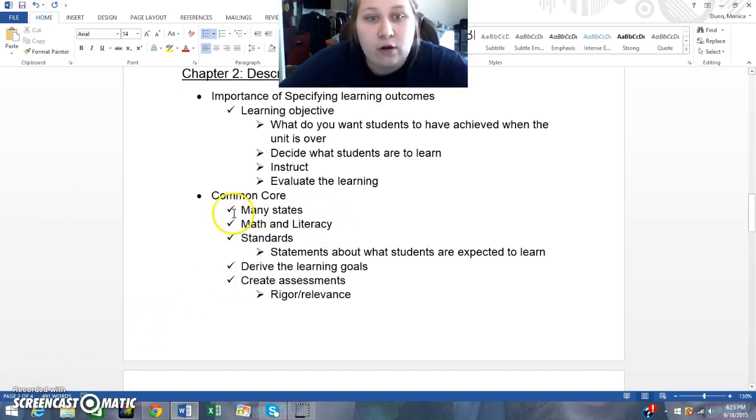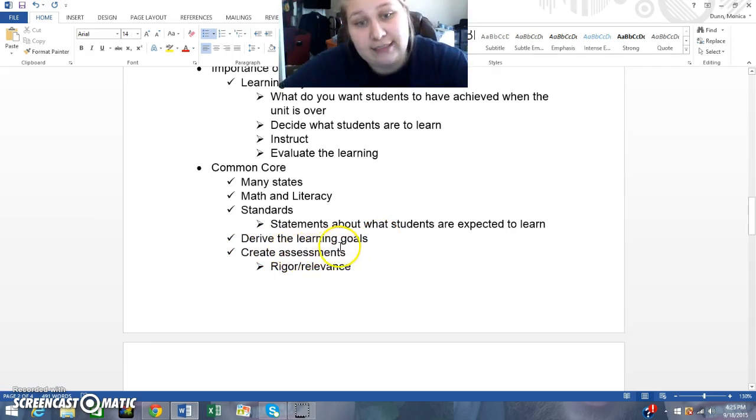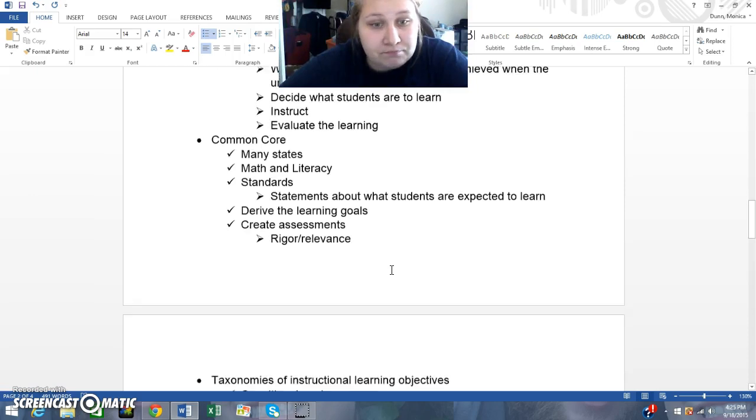Okay? And then from the standards, we are to derive the learning goals, and that goes back to the learning objectives. And then you're supposed to create assessments, and you have to make sure that your assessments are as rigorous and as relevant as your instruction or your teaching, and you have to make sure that it fits the standards.